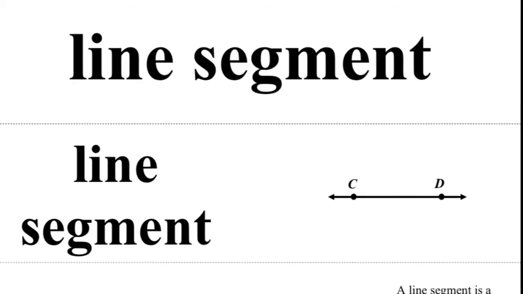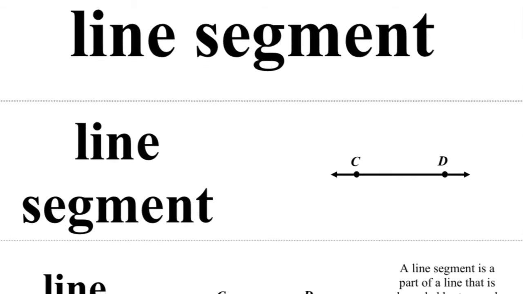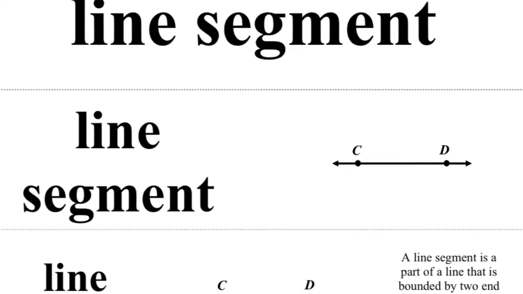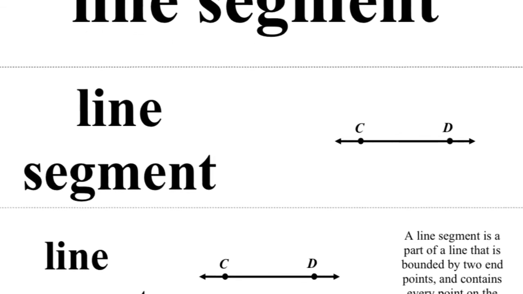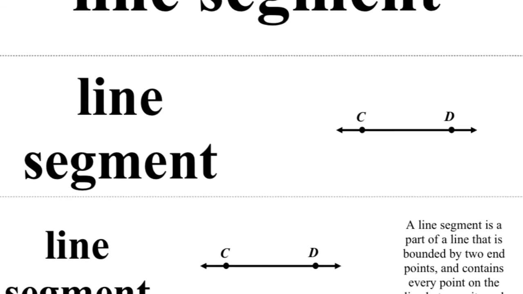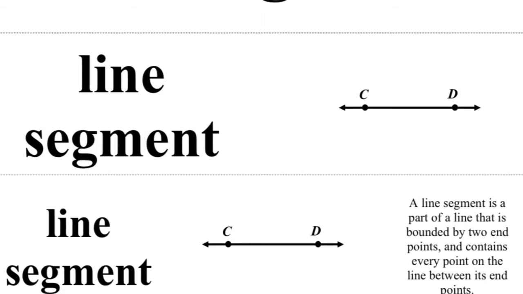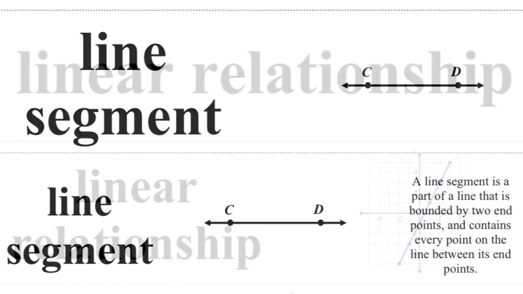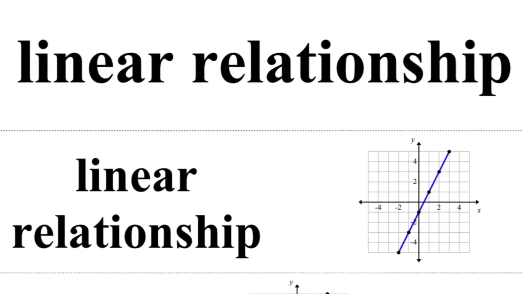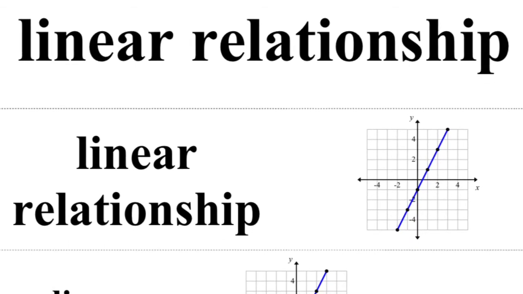A line segment is a line where their endpoints are actually 2 dots and not 2 arrows. A linear relationship is a group of points represented in a line.